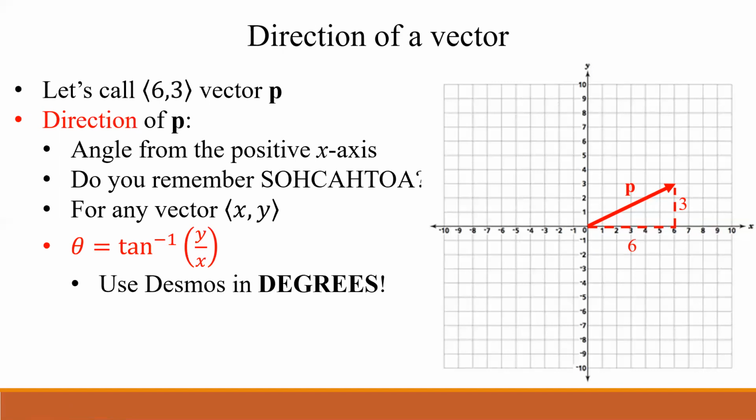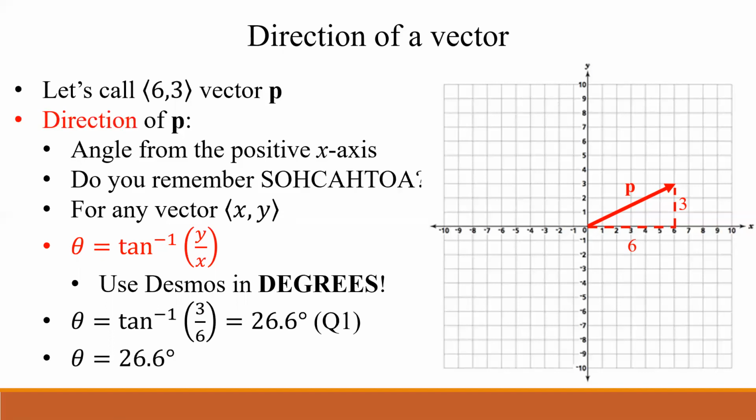Now, whatever you're using, whether it's Desmos or if you have an actual calculator or whatever, make sure that you're in degrees. Okay, so you pop that in your calculator, again, y over x, 26.6 degrees, and that's in quadrant 1, so that's all we got to do. That's going to be your final answer.